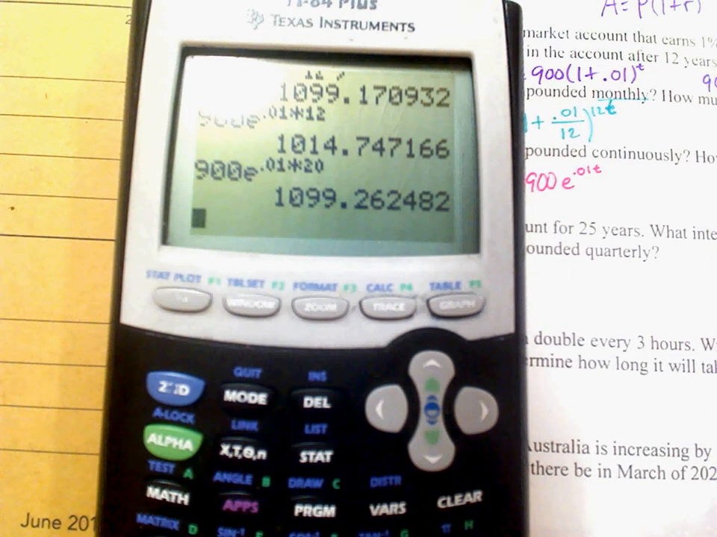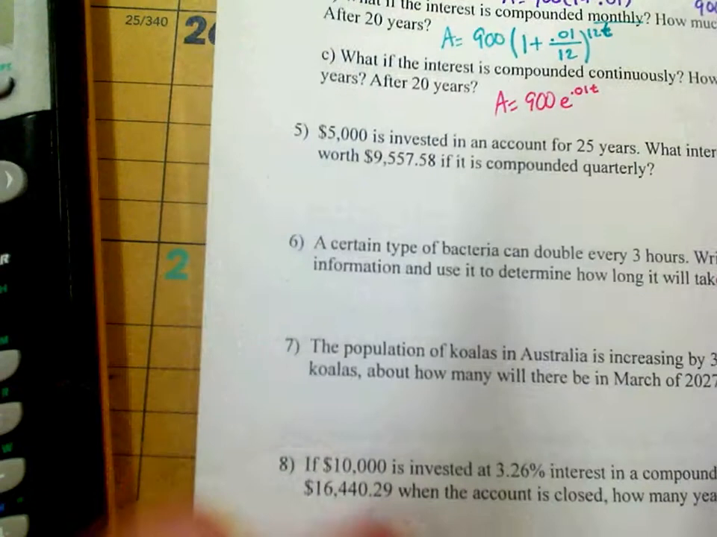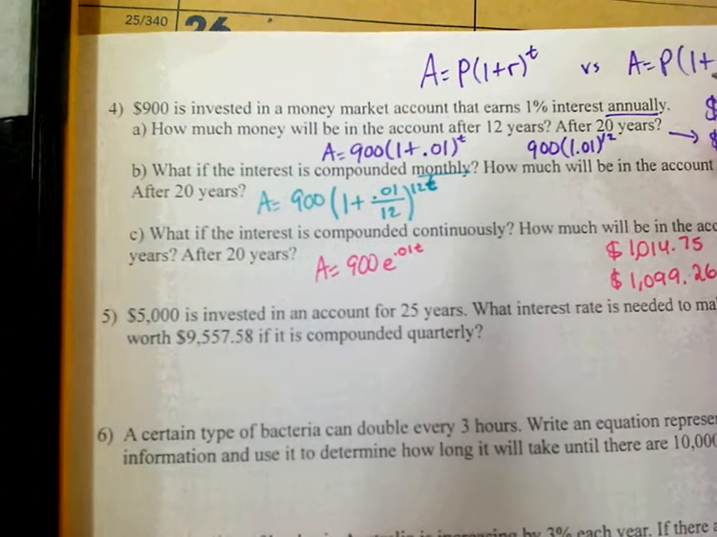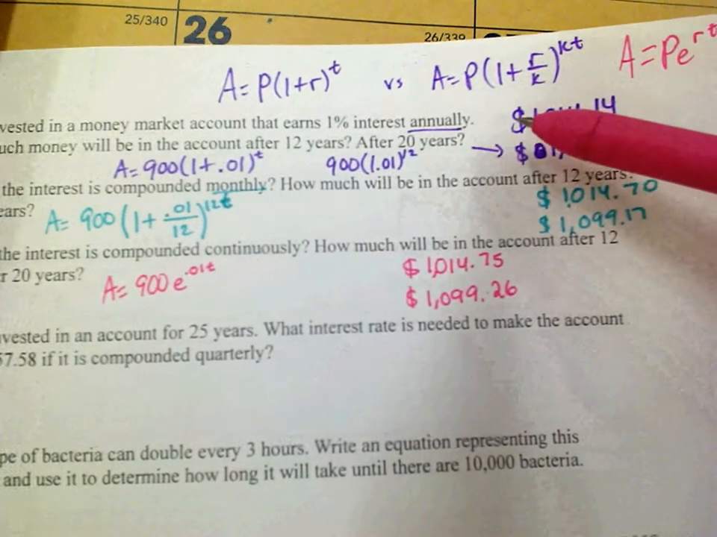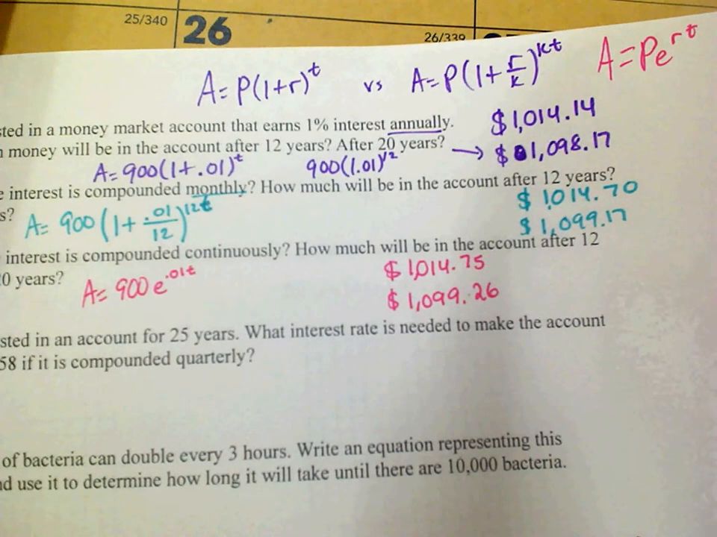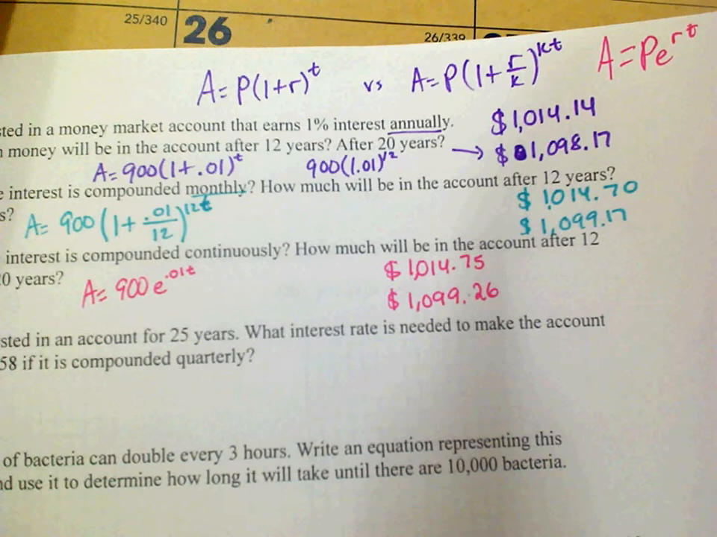Okay. So it's going to be very important that you read the information. This is compounded annually, this is compounded monthly and continuously. We've got these 3 different formulas, and I don't know that I'm going to let you have them during the test other than if you remember them. We shall see.